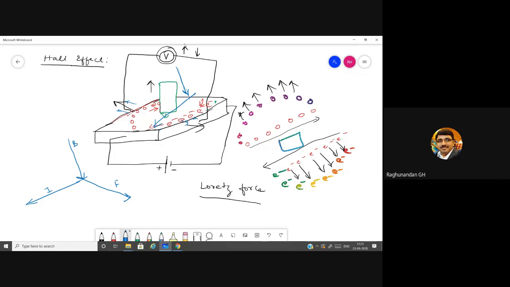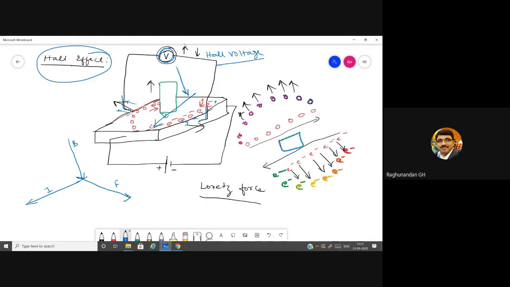At the same time, if I connect a voltmeter across the two ends of this semiconductor bar, I can measure some voltage. The voltage obtained because of this process is known as Hall voltage. The effect created because of this procedure is known as the Hall effect.